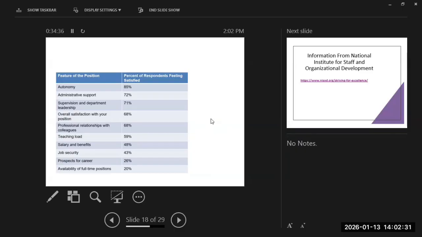Autonomy? A lot of them felt like they could do what they wanted with their courses. I think we would probably grade that high. Administrative support was really high at these 6 colleges. Do we feel like our adjuncts would be that high? Supervision and department leadership was high. Would they feel like they're being led well at the department and program level? Overall satisfaction, it started declining here. How satisfied would our adjuncts say they are with working here? And professional relationships with colleagues was at 68%.